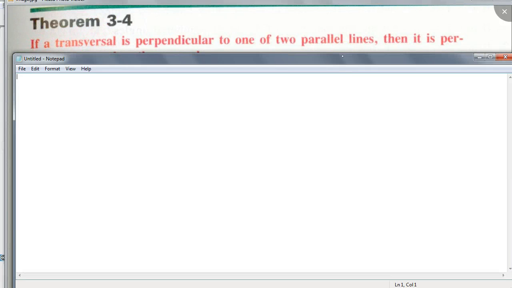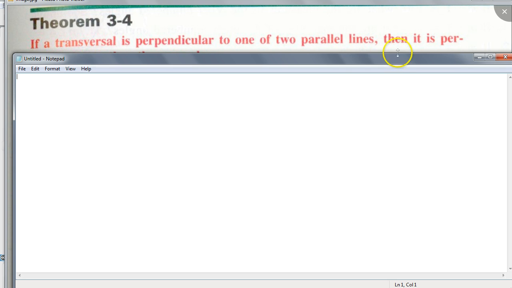Okay, who wants to read this for us here? Go ahead, Kenneth. If a transversal is perpendicular to one of two parallel lines, then it is perpendicular to... Jack, what do you think? If a transversal is perpendicular to one of two parallel lines, then it is perpendicular to.